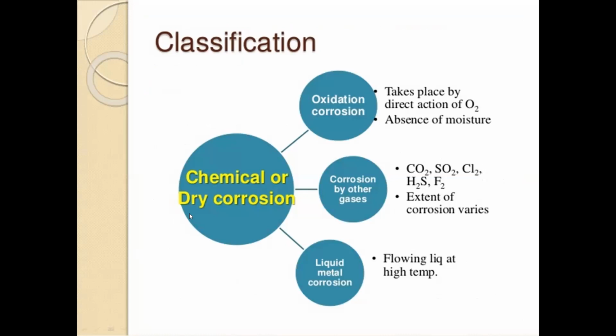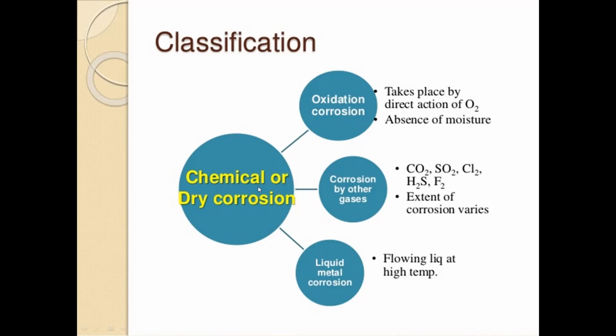Chemical or dry corrosion is due to the direct attack of different gases which are present in the atmosphere. एटमॉस्फेयर में जो डिफरेंट गैसेस हैं या मॉइस्चर, उनका मेटल सरफेस पर रिएक्शन होने से जो करोजन होता है, उस टाइप को हम कहेंगे केमिकल और ड्राई करोजन.